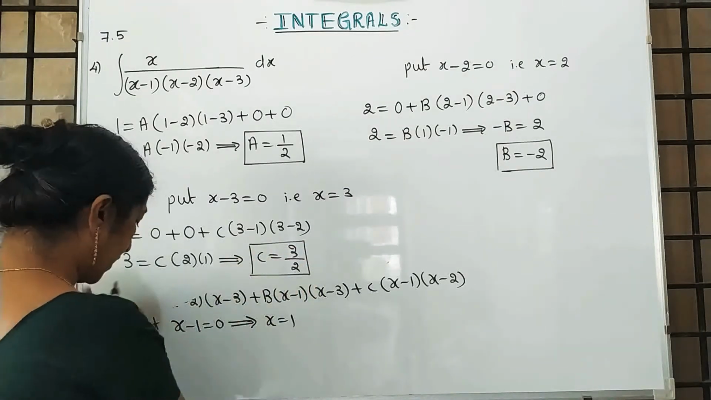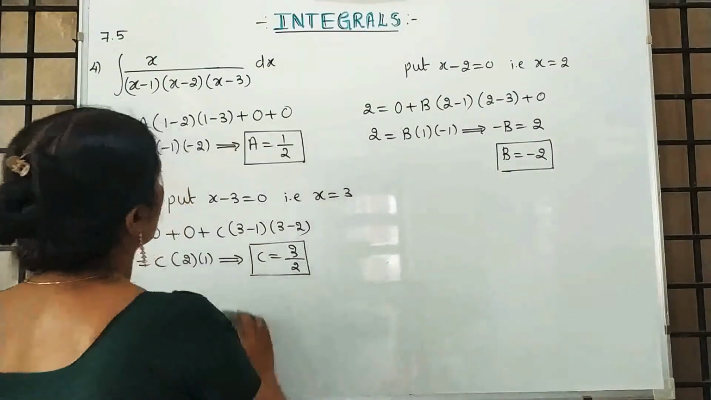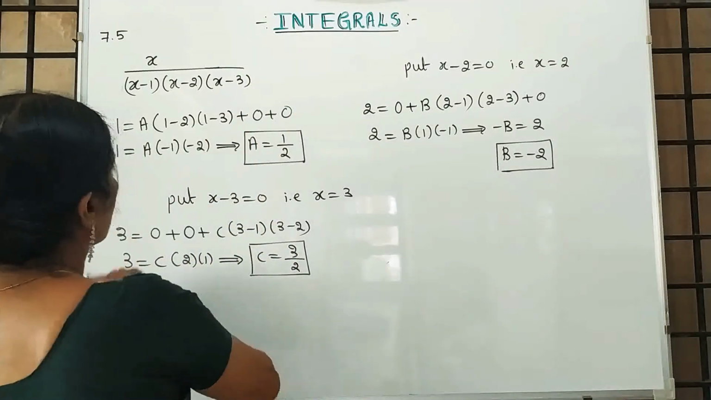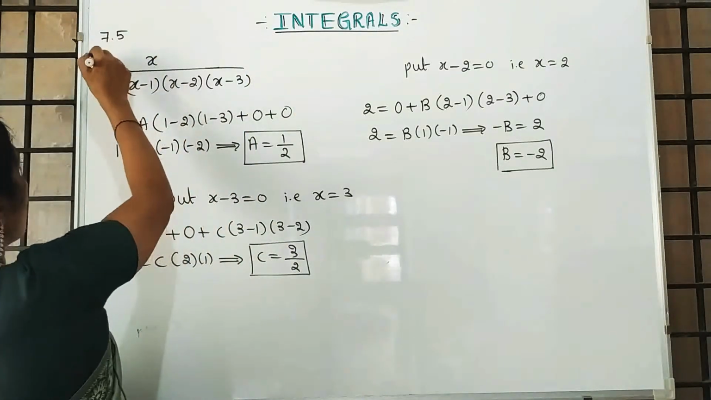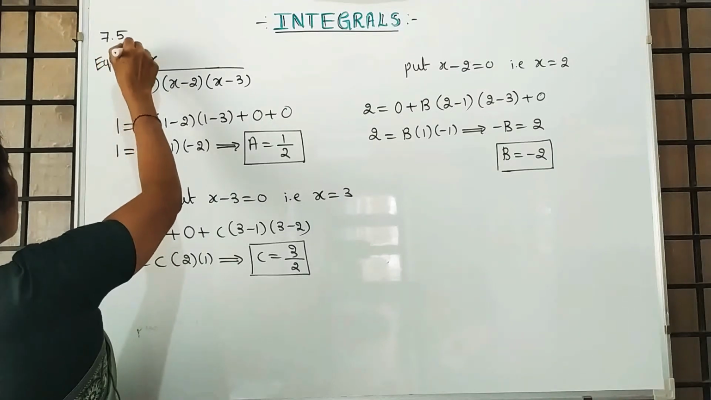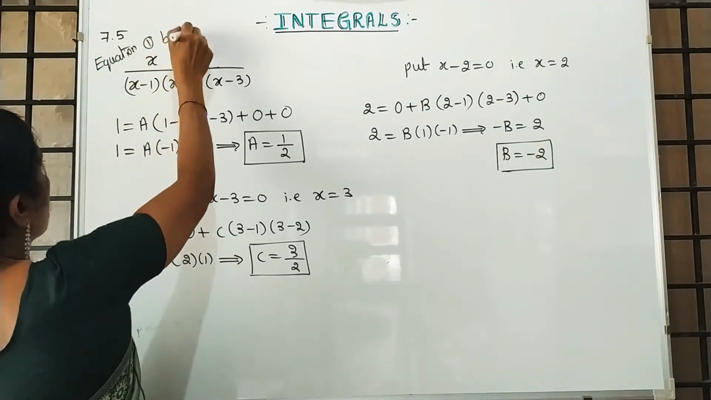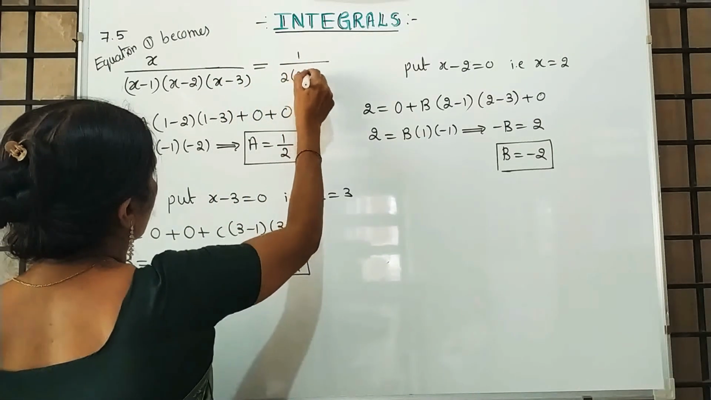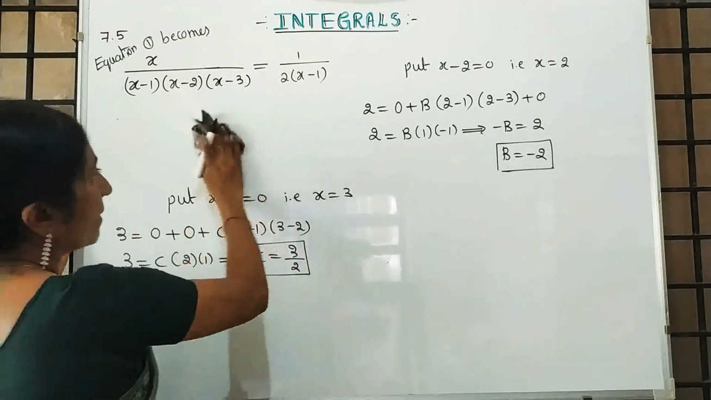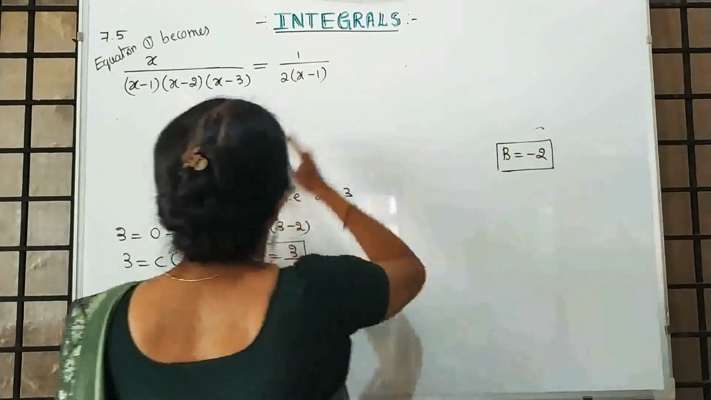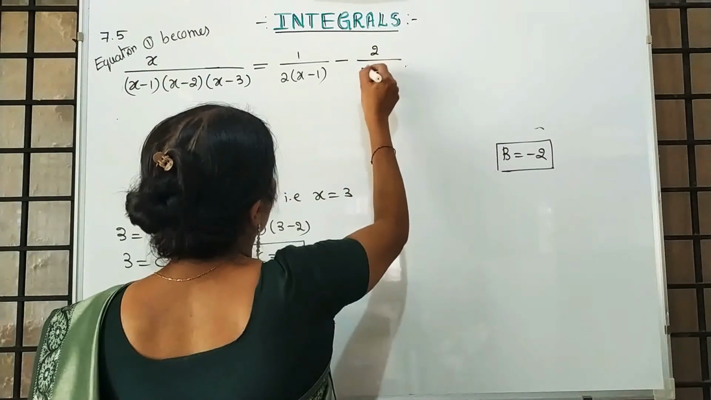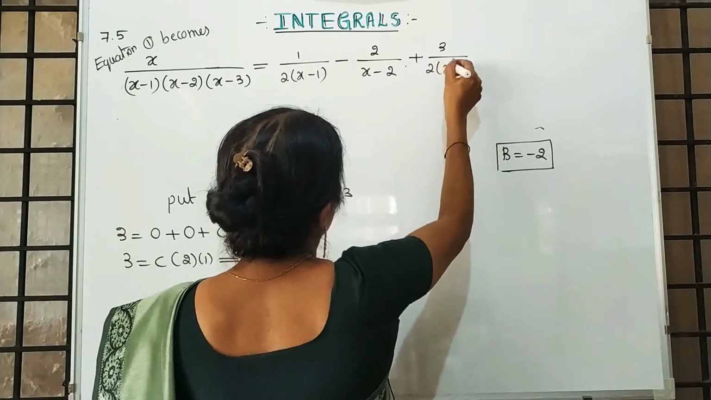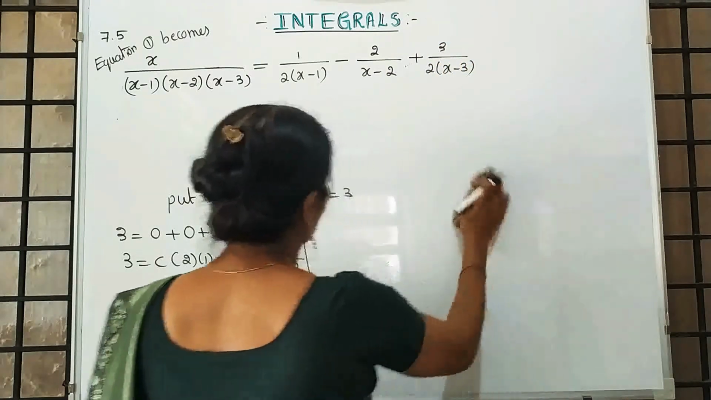Now write down all these values in equation 1. Therefore, equation 1 becomes x upon (x minus 1)(x minus 2)(x minus 3) equals a value 1 by 2 into (x minus 1), b is minus 2, minus 2 upon x minus 2, c is plus 3 by 2 (x minus 3).